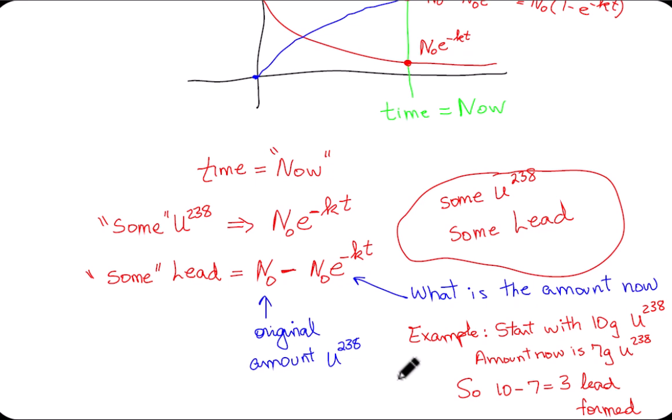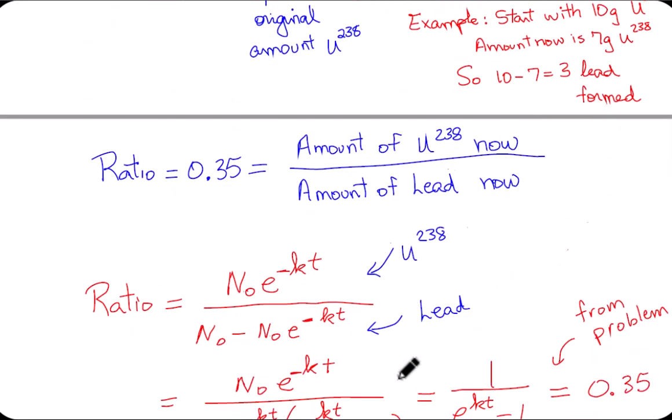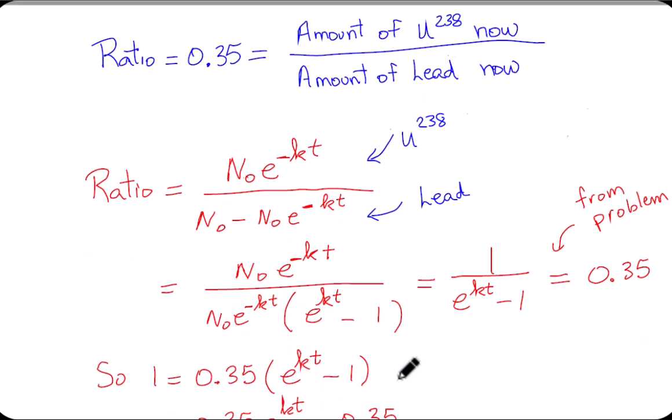All right, so let's see. Now they're telling me the ratio is 0.35, and that's the ratio of the amount of lead right now to the amount of uranium now. Okay, so the top is based on my decay formula of uranium. The amount of lead that is growing is whatever amount of uranium we started with minus the amount of uranium we have currently. All right, so I factored out N0 e to the minus kt.